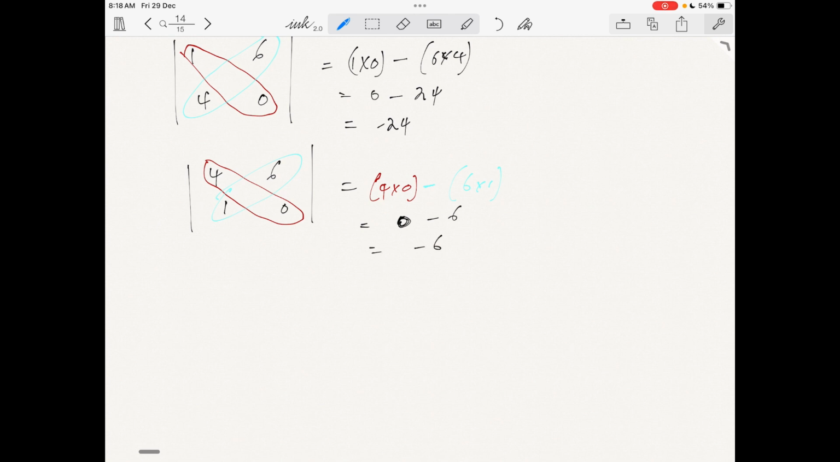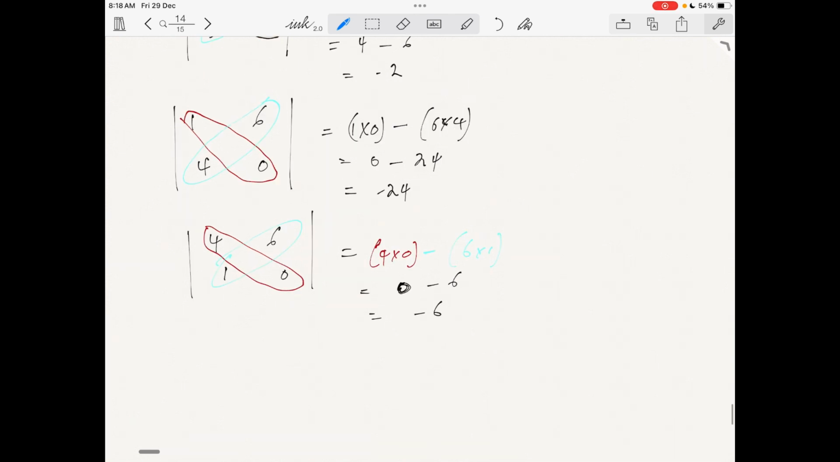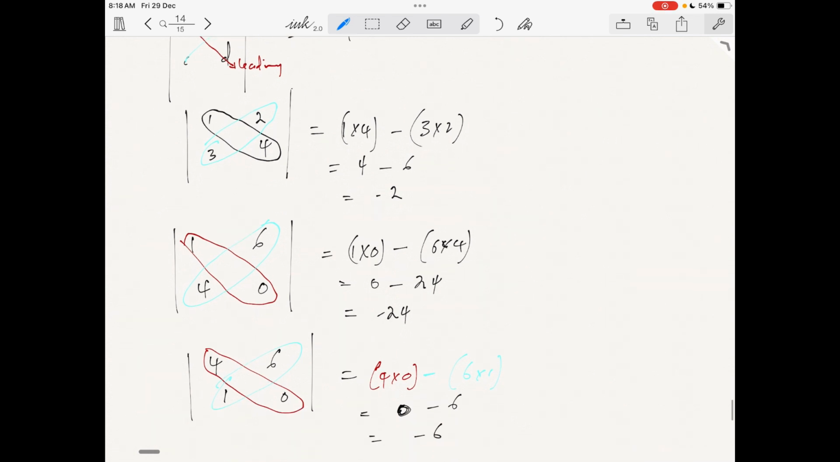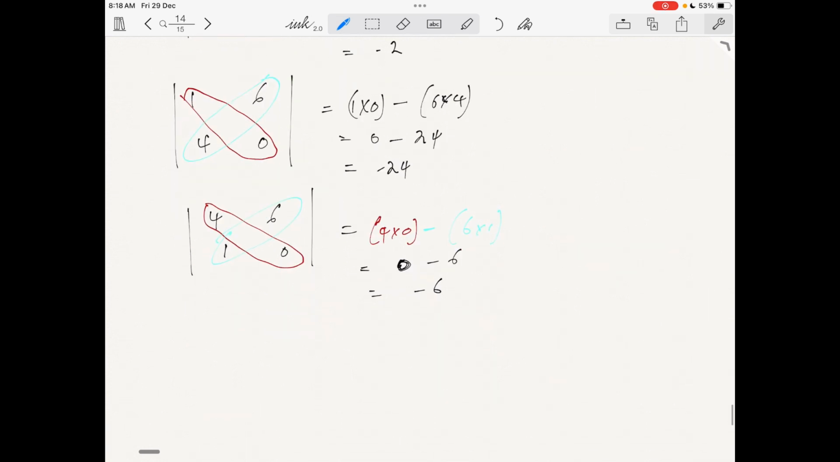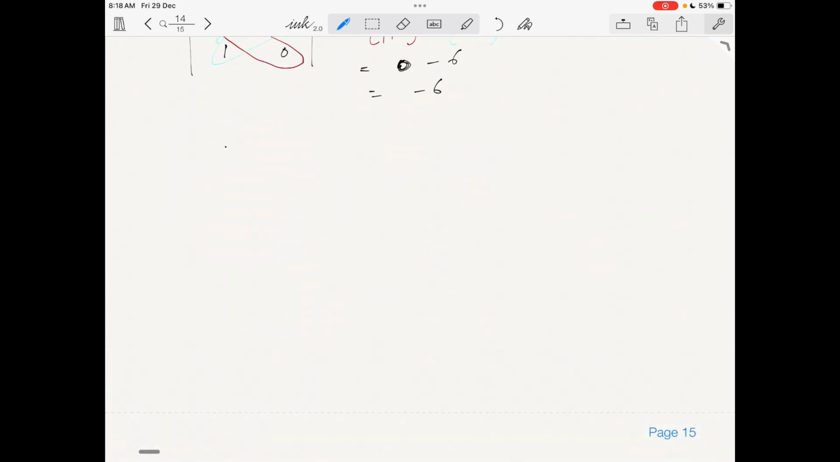Now, since we have been able to evaluate the leading diagonal subtracted from the following diagonal for a 2 by 2 matrix, let's go ahead and try to evaluate determinants of a 3 by 3 matrix.